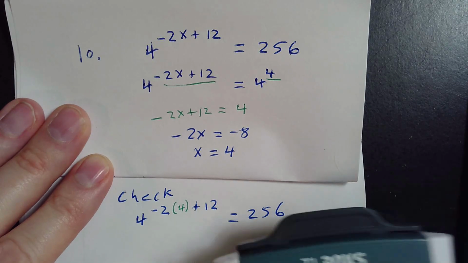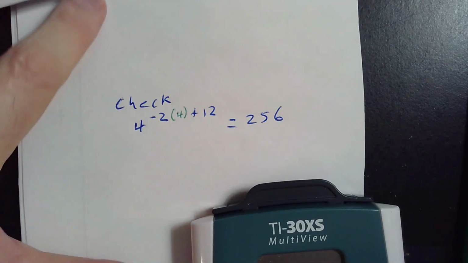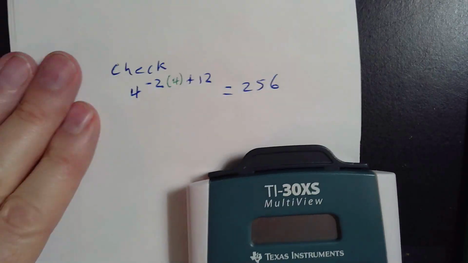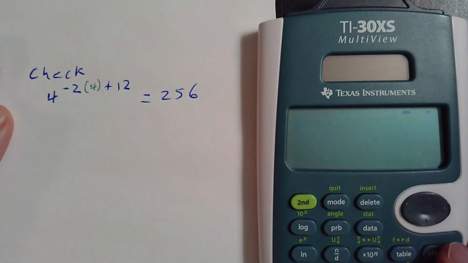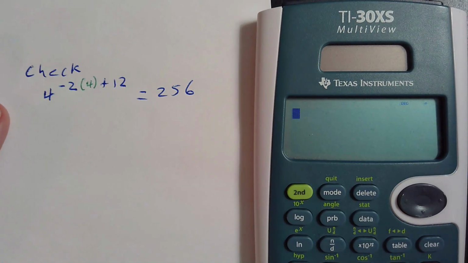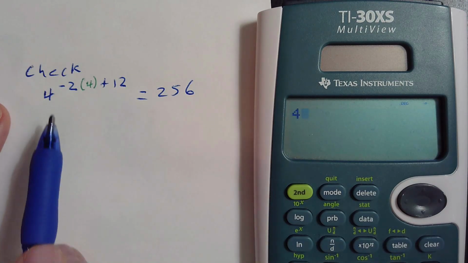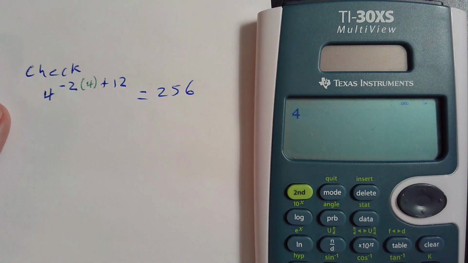Now I'm going to go ahead and whip out my calculator, so we're doing the check. And I'm just going to enter this 4. Now realize this is all an exponent, so I'm going to do my caret key, -2, parentheses 4, close those parentheses, plus 12, and then I'm going to hit enter. And that gives me 256, so that does check.